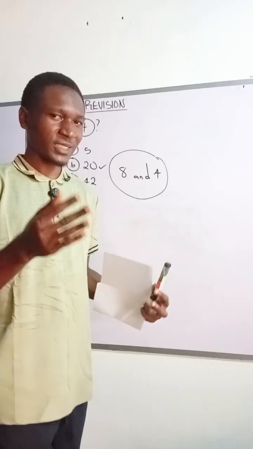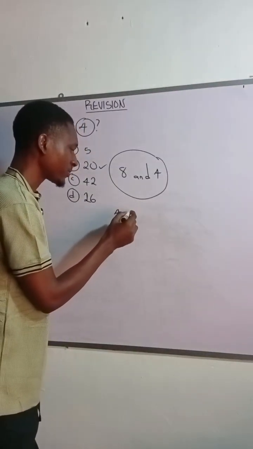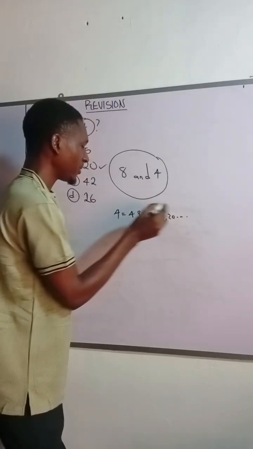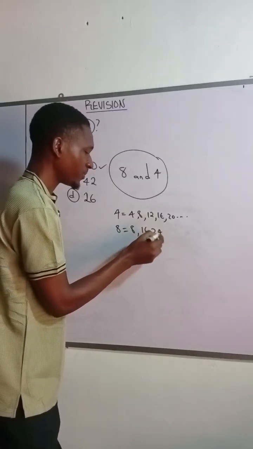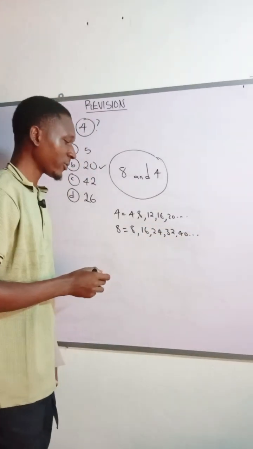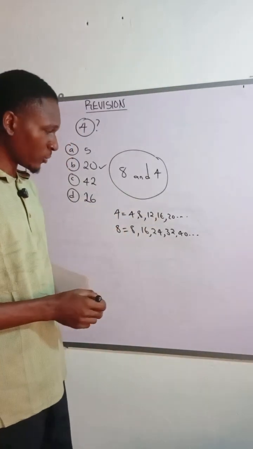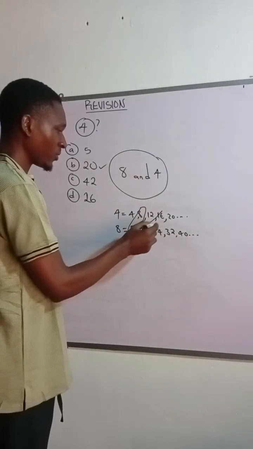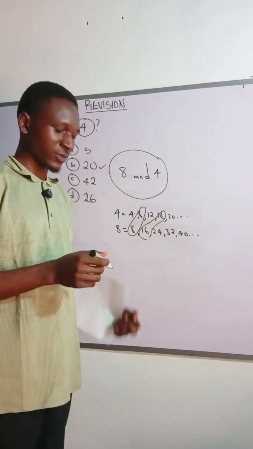Common multiples are multiples that are shared by 2 or more numbers. That means you have to write the multiples of 4 as 4, 8, 12, 16, 20 continuously, and you write the multiples of 8 as 8, 16, 24, 32, 40, and so on. And then you are going to look for the common multiples. You must have circled them out. You have 8, you have 16, and all of that. So you are going to check the options if you see any of the common multiples there.